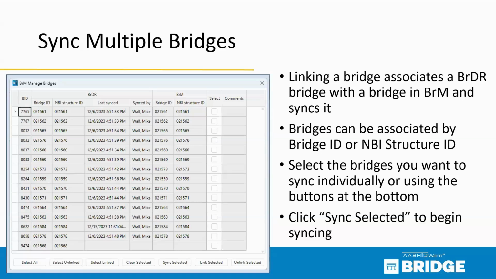So then on this window, you've got the select boxes. So you just select the bridges that you want to sync individually, or you can use the buttons at the bottom to select them all. Or you can just select the ones that are already linked and then click Sync Selected to begin syncing. So in this case, I've got just that bottom bridge selected because it hasn't been linked or synced yet.